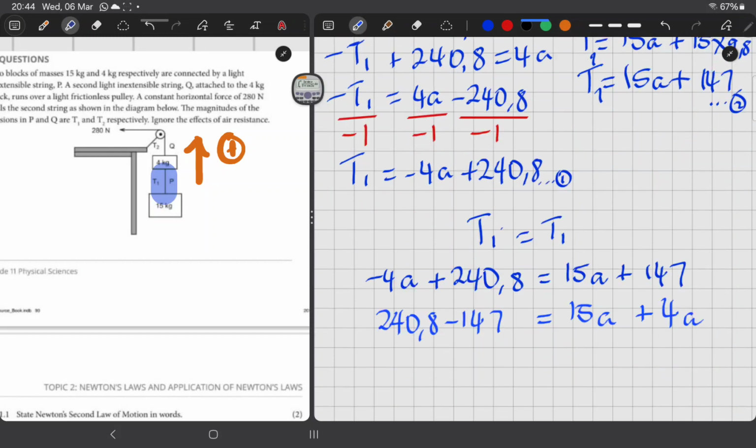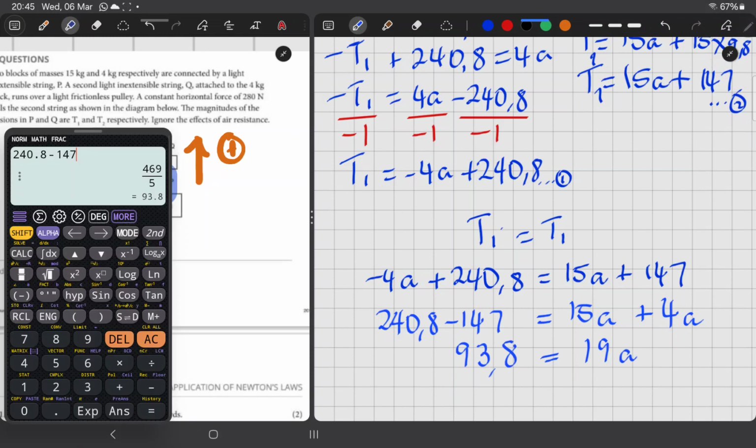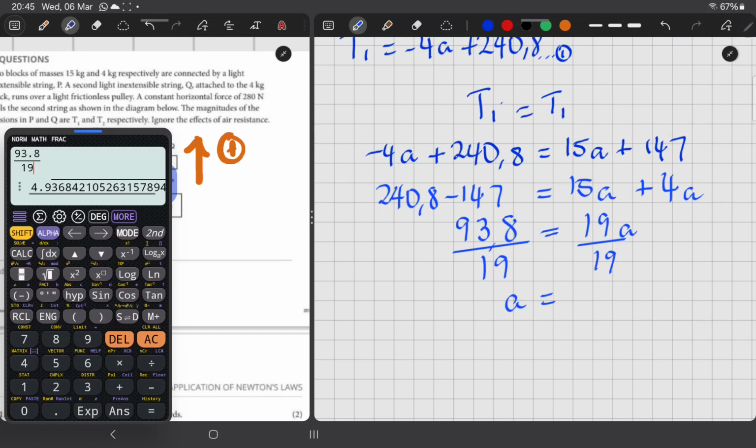Now make sure the like terms are on the same side. Now I can solve for acceleration. Now I can therefore divide by 19 on both sides, and I will obtain my acceleration. The acceleration is going to equal 4,94 meters per second squared.